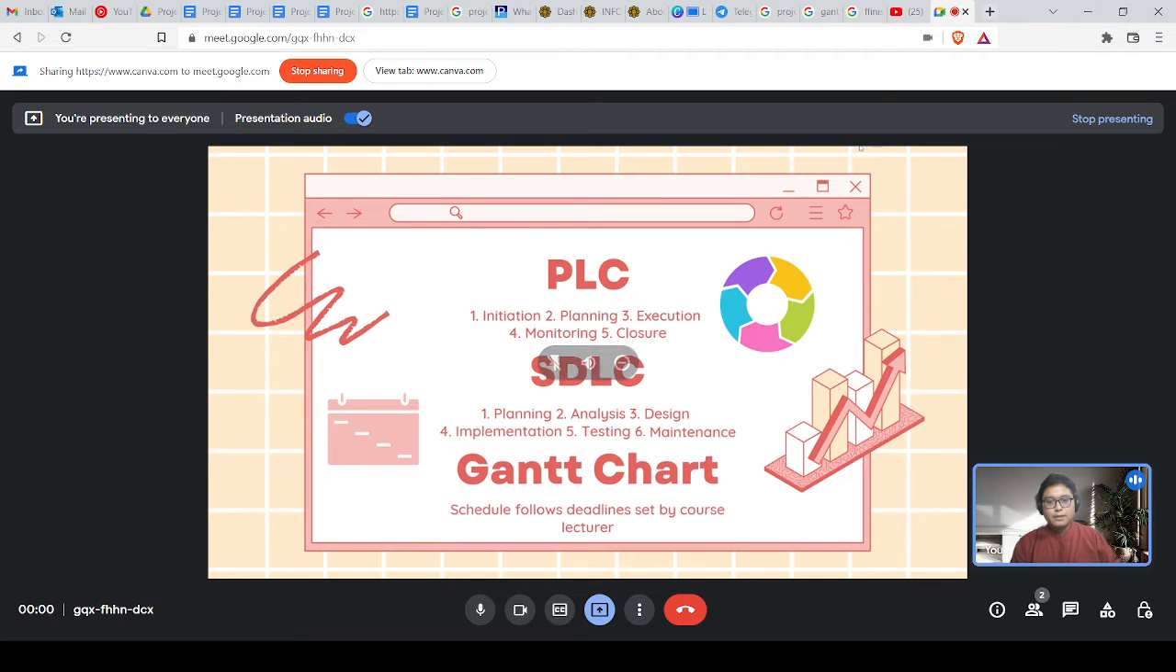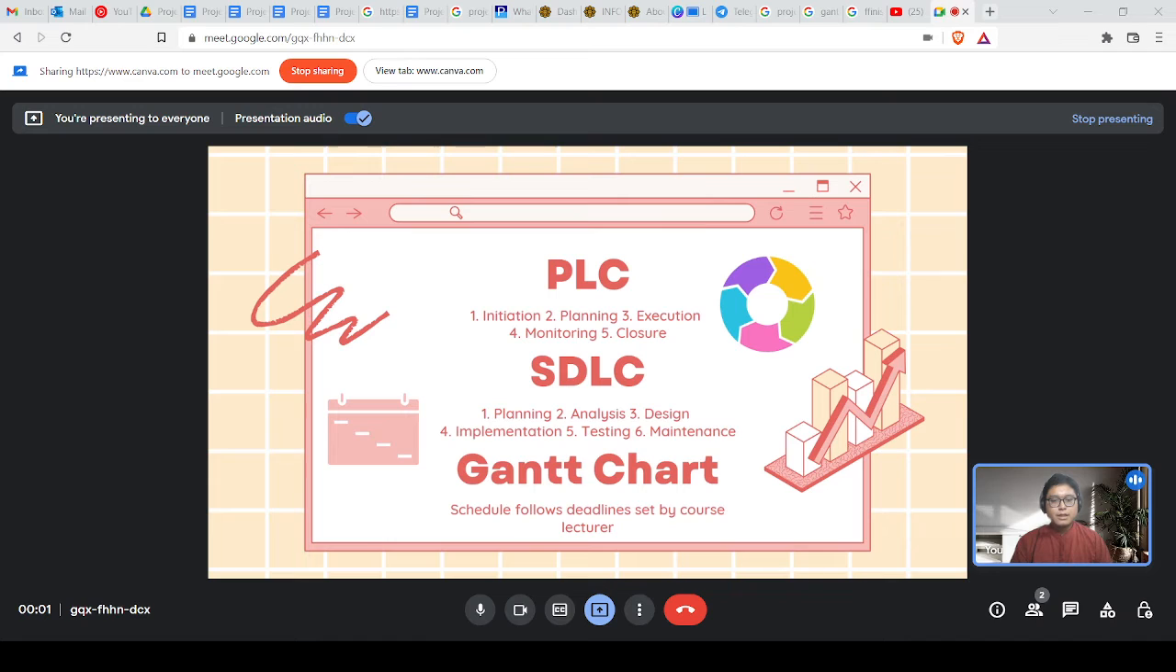For the next slide, we have the PLC, SDLC, and the Gantt chart. So PLC is the project life cycle. For our project, the initiation, we started during early April, about 4th April. So since PLC, SDLC, and the Gantt chart all relate, I will explain this in one go. So the Gantt chart starts early April with the initiation and planning in SDLC.